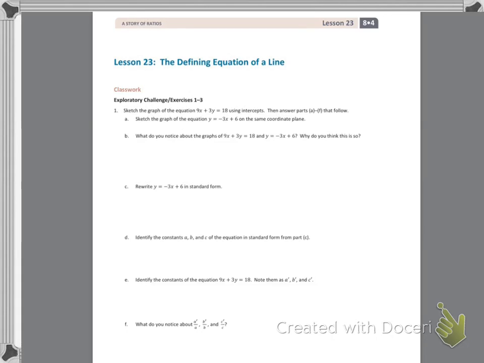So let's go back to our exercise and answer some questions here. So you have this in your notes. I know it's probably pretty hard to read on the screen. What do you notice about the graphs of 9x plus 3y equals 18 and y equals -3x plus 6? And why do you think this is so? So hopefully you wrote something to the effect of they are the same line. And why do you think this is so? You might have said a lot of different things, and we'll talk more about that as we go along.